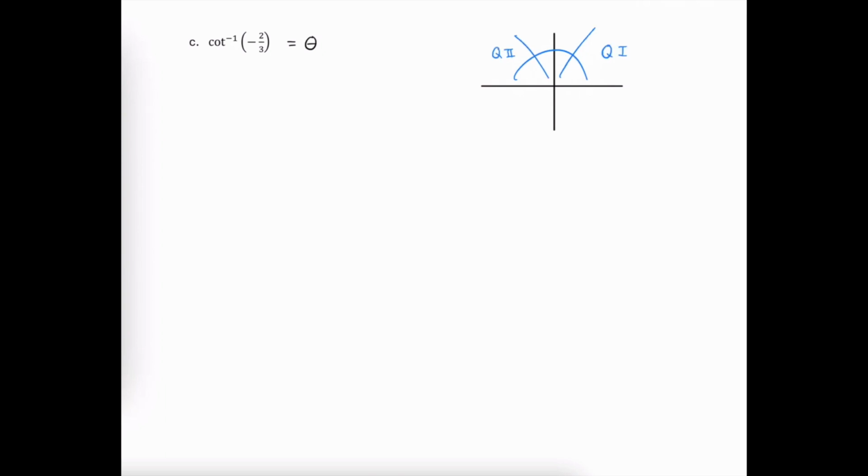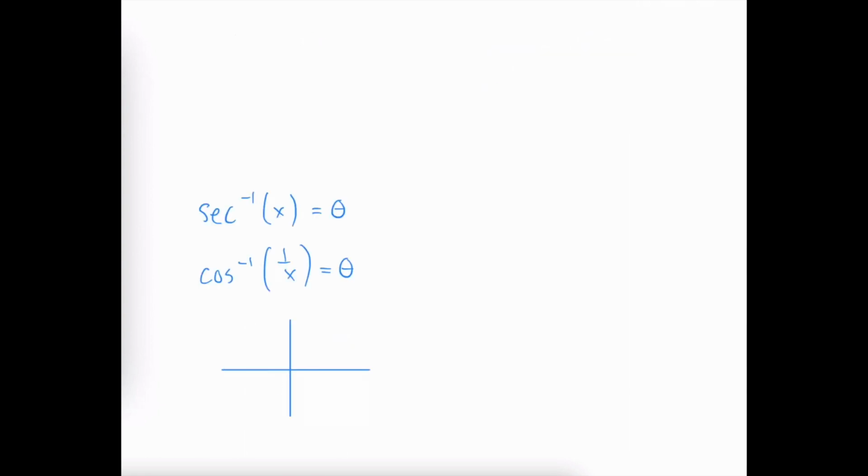Now, we're going to run into a snag here, because if we're looking to calculate the inverse secant of a ratio to get some angle, we can use inverse cosine of the reciprocal of that ratio to get the same angle. And that's because inverse secant and inverse cosine have the same range restrictions, quadrant 1 and quadrant 2.